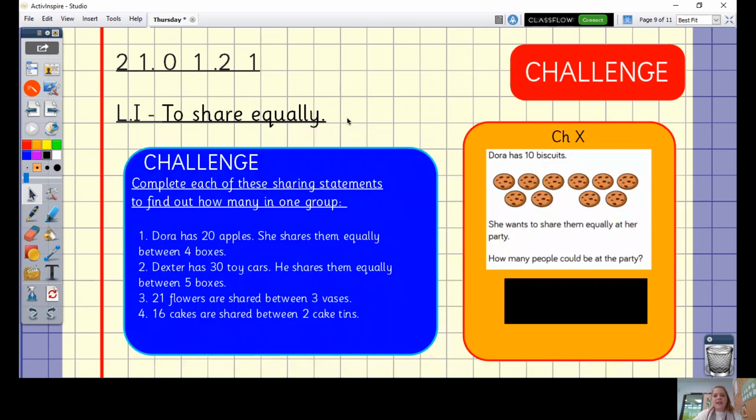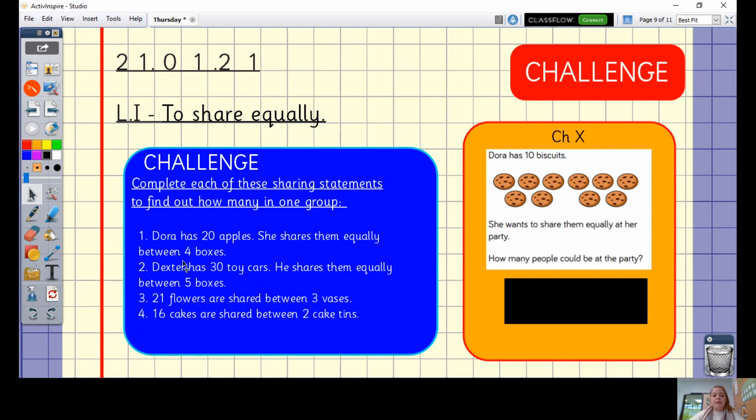Okay, finally, let's have a look at our challenge for today. I want you to complete each of these sharing statements to find out how many in one group. And you're just going to do this either with the objects in your home, or you can draw your sharing circles out on your paper. Dora has 20 apples. She shares them equally between 4 boxes.